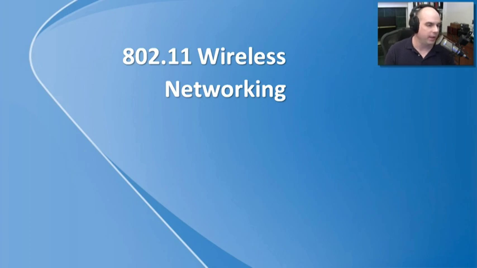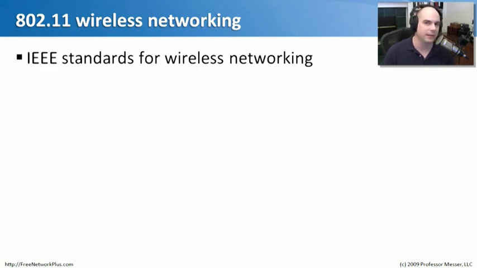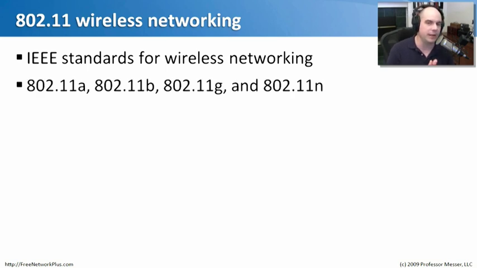Let's start with 802.11 wireless networking. What is this idea of wireless networking? We didn't used to have wireless networks way back when. Fortunately, the IEEE got together and said, let's come up with some standards for doing wireless networking. And what they came up with was a standard called 802.11. And the 802.11 committee came out with these different standards called A, B, G, and N.